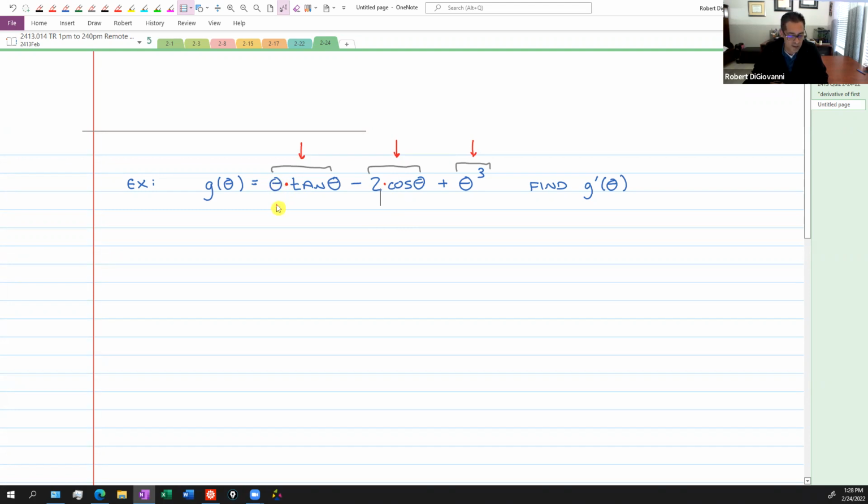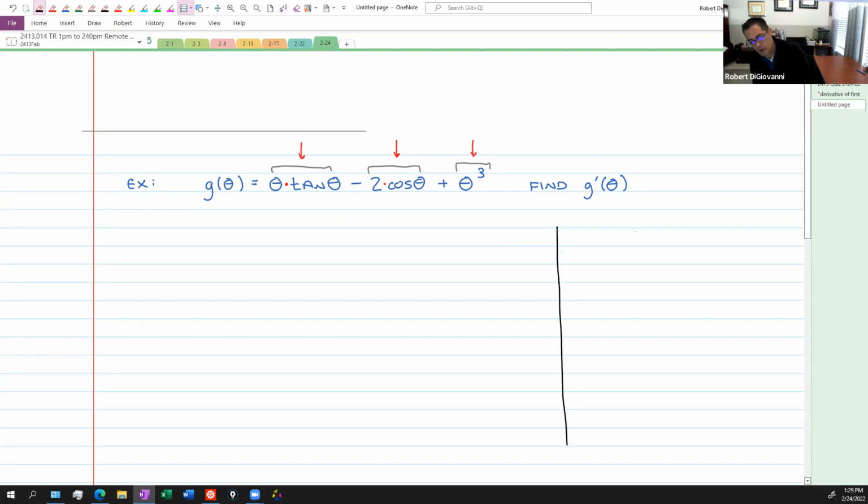This is a function of theta times some other function of theta. You must use the product rule. Here, constant times a function of theta, you can just bring the constant down. Here, power rule, right? I'll just do the power rule on theta cubed. Okay, so let's do this. I'm going to do this like scratch work on the side.